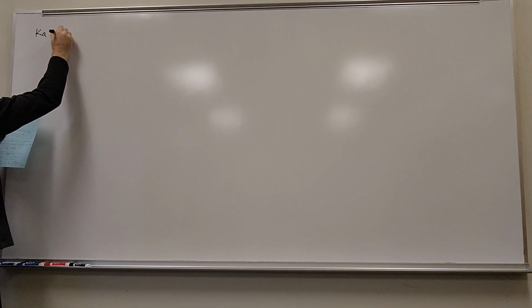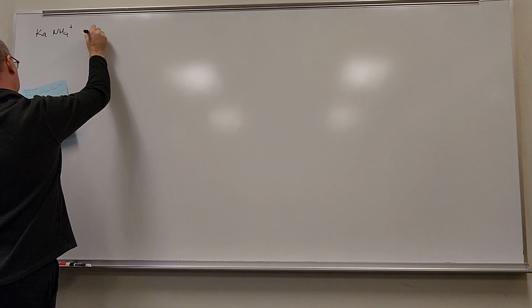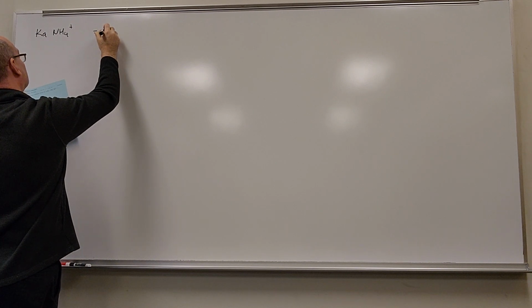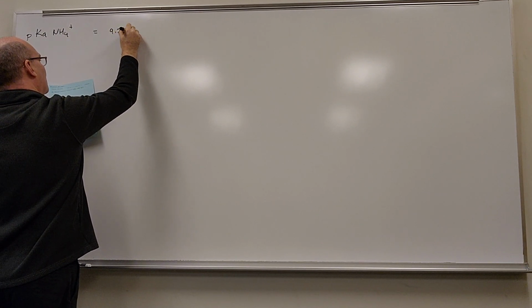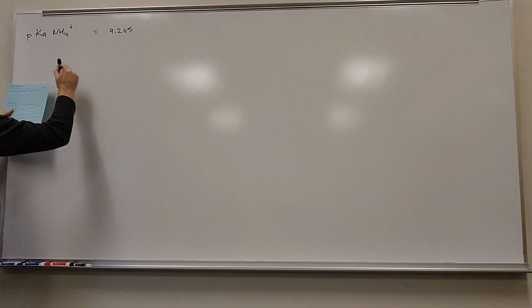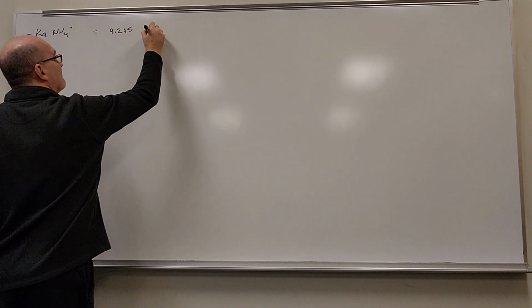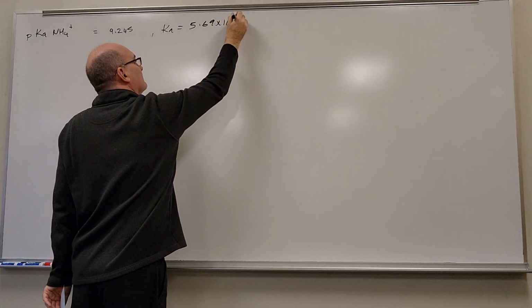So we looked in the appendix and we found that the Ka for the conjugate acid of ammonia was, actually we found the pKa, didn't we? It was 9.245. And so the Ka of that is 10 to the negative 9.245, which is 5.69 times 10 to the negative 10. Okay.